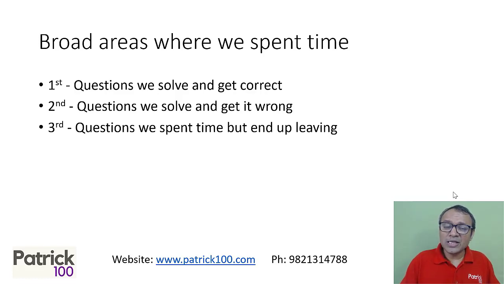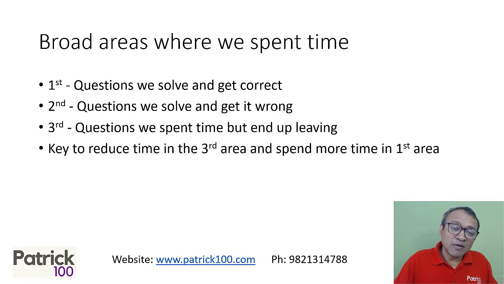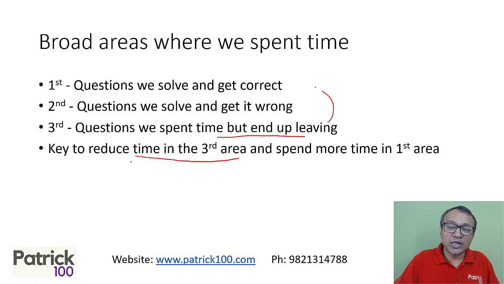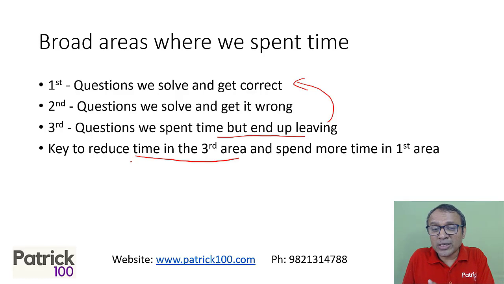Now, all these 3 areas are important and you need to figure out how to improve in these areas. Some of the key is, one is to reduce the time in the third area, that means where you end up leaving questions, and spend more time in the first area. What happens is, unfortunately, people try solving difficult questions, then they realize the question is difficult, end up leaving it, but till that time they waste a lot of time. So is it possible that you can reduce the time in identifying a difficult question?